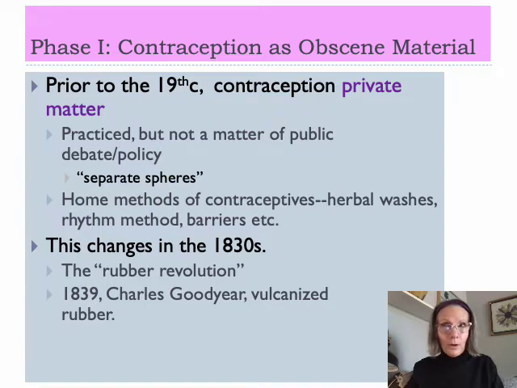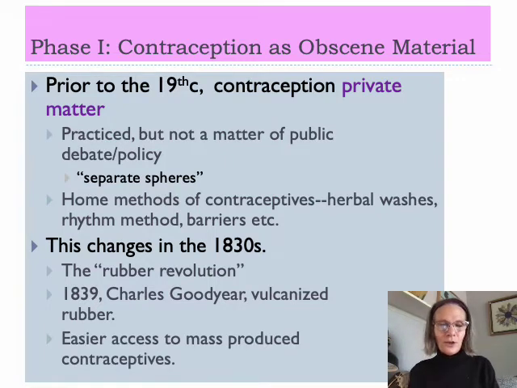Sheaths used as condoms from animal skins were used, but they weren't very reliable prior to the 1830s. But Charles Goodyear, a chemist, came up with a method of what was known as vulcanizing rubber, changing rubber so that it was more durable and could be mass produced. And that invention led to easier access and the mass production of contraceptives.